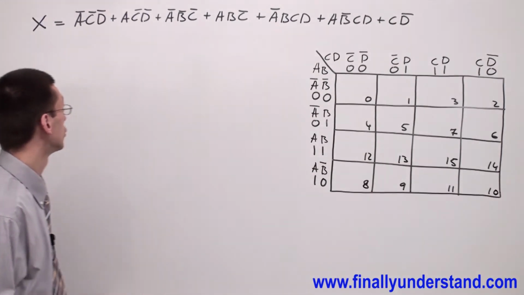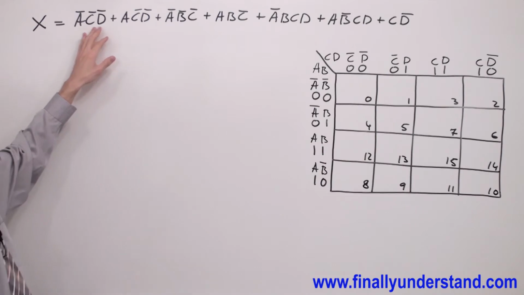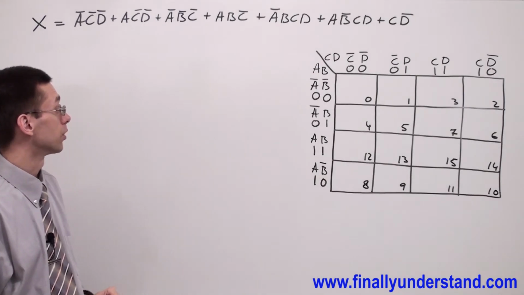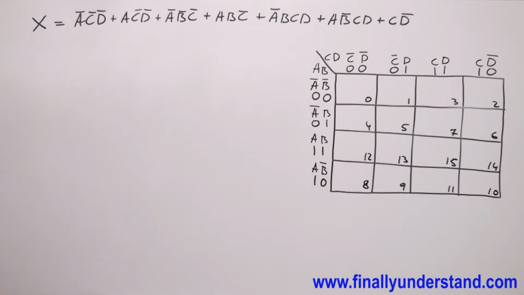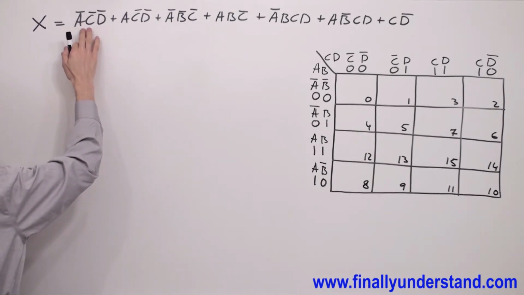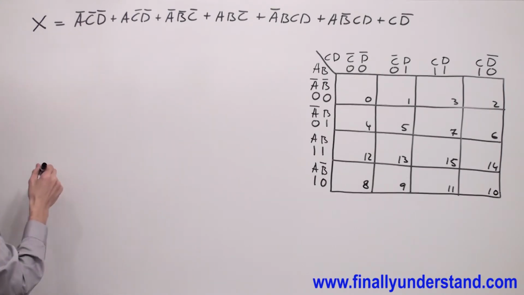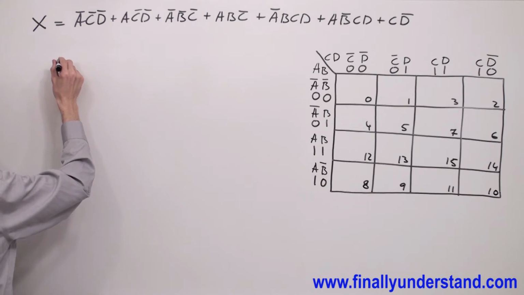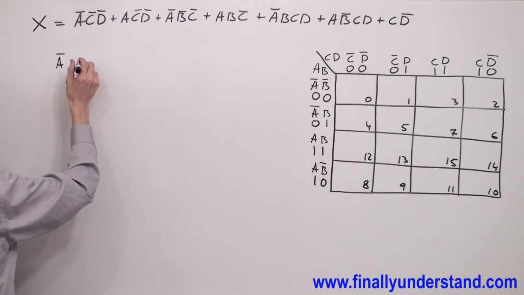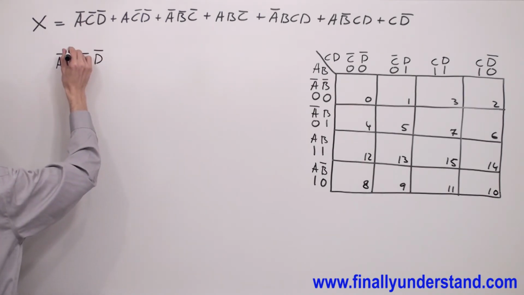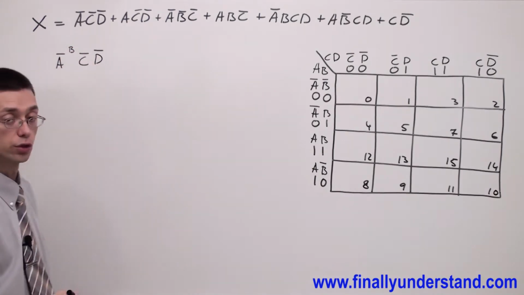First, what we are going to do is expand these non-standard terms to standard SOP terms for this expression. It means that I have to find the missing B over here. This time I'm going to show you how to expand the terms using the numbers. Now I have A naught, C naught, D naught. I'm missing B. I'm going to write small b.